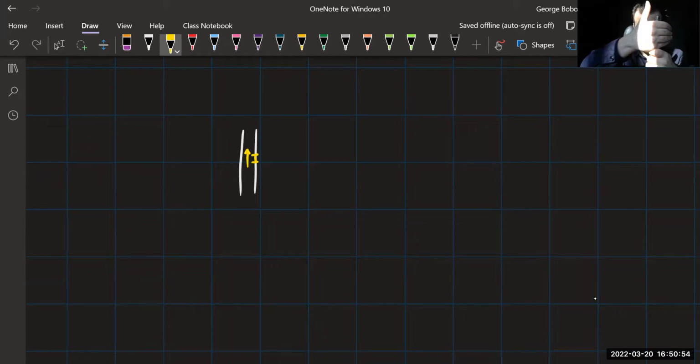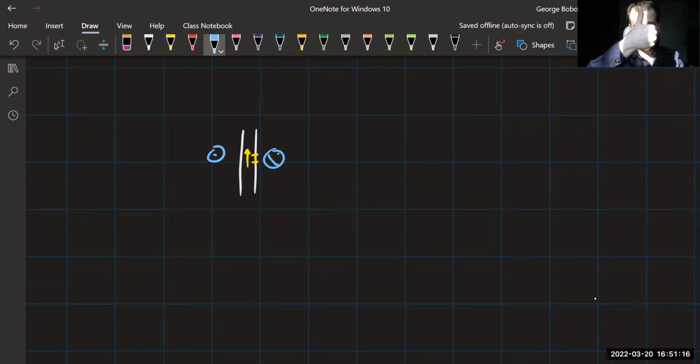Your fingers will tell you if you're coming out of or going into the page on either side of the wire. If you do this correctly, you'll see your fingers are pointing toward your face on the left side. And on the right side, if you curl them around, they're going to dive into the page. I want to take a moment to make sure everybody sees this. Tell me in the chat if you don't see this.